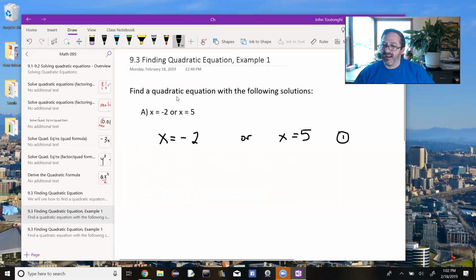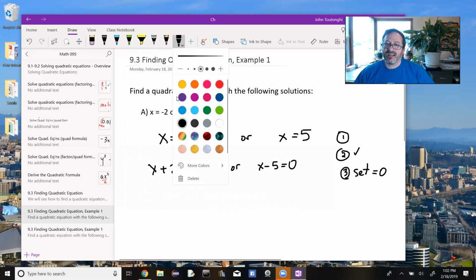Step 2, there are no fractions, so we're going to skip that. Step 3, we need to set these equal to 0. So add 2 to both sides here. x plus 2 equals 0. Subtract 5 on this one, or x minus 5 equals 0. And then these are now my factors.